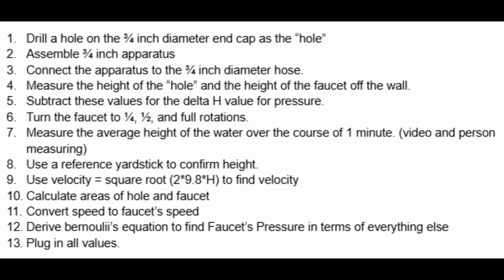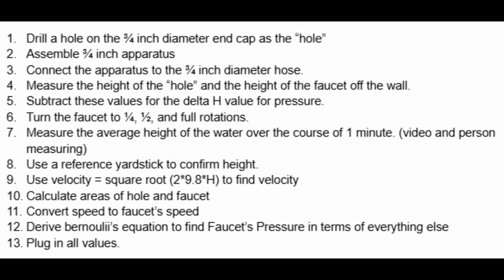Then, I will measure the height of the hole and the height of the faucet off the wall. Subtract these values and I'll have the delta H value for the pressure, basically the one in Bernoulli's equation, that H value for the difference in the heights of where the water goes in and where the water goes out.